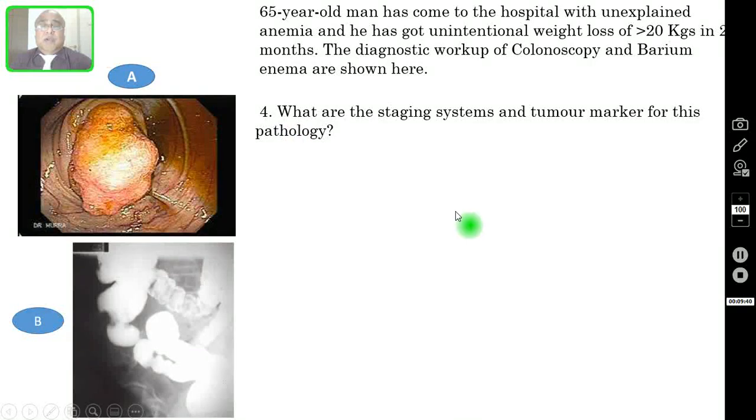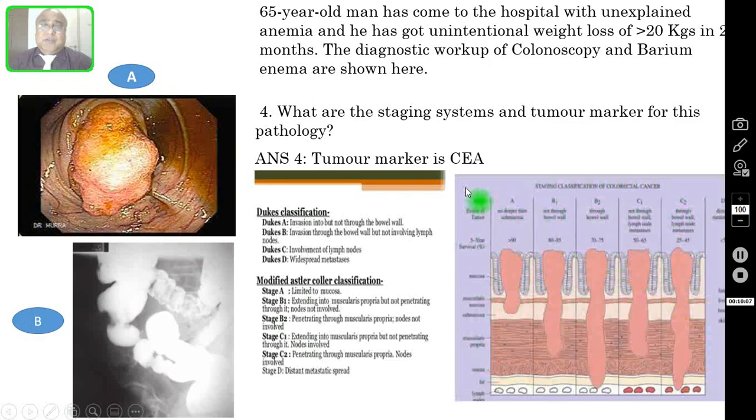Question number 4. What are the staging system and tumor marker for this pathology? So the tumor marker is carcinoembryonic antigen, but this is not specific to colorectal carcinoma alone. It hasn't got any diagnostic significance, but during the follow-up to pick up early recurrence, it is very useful, this tumor marker.